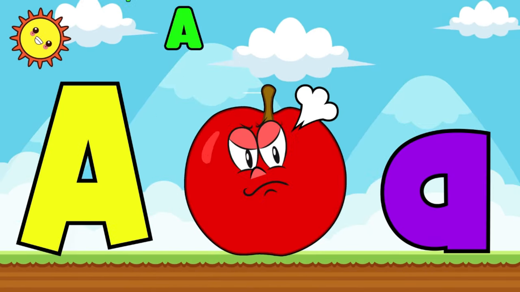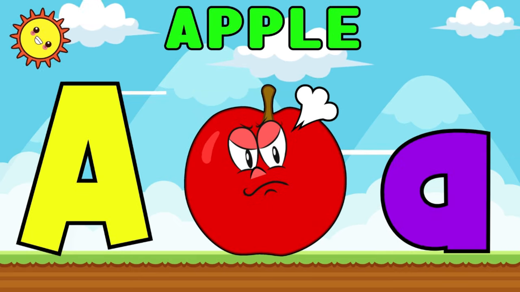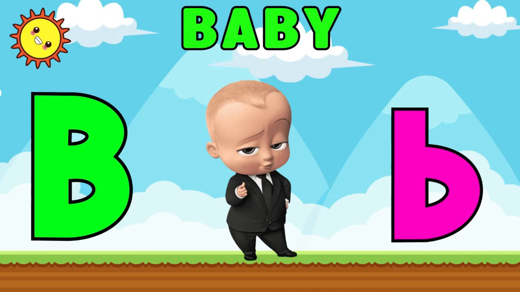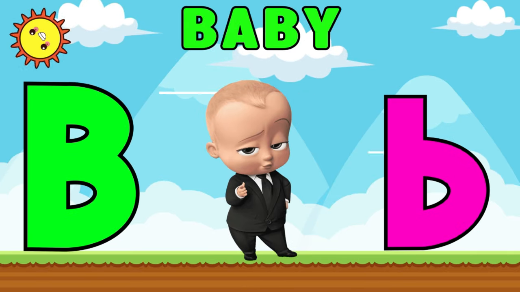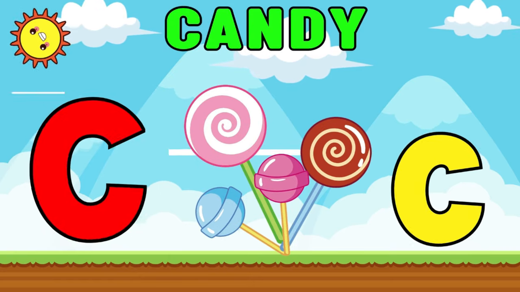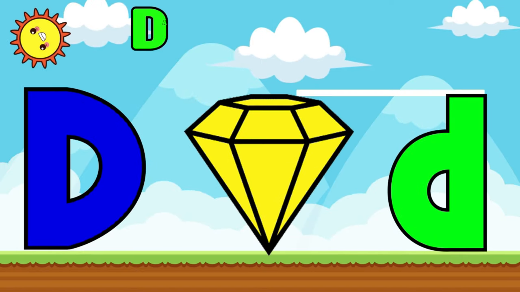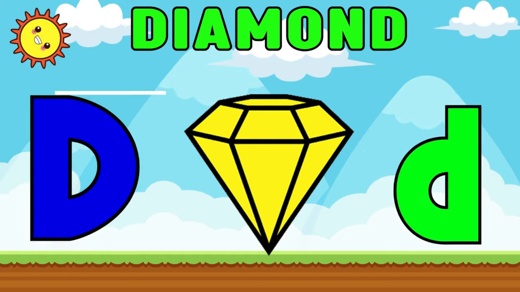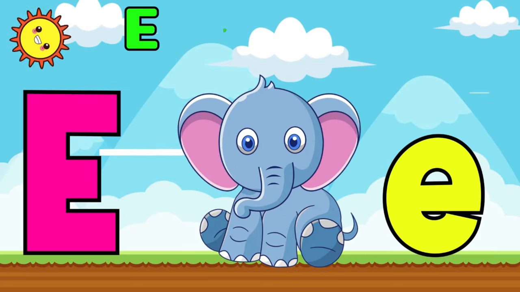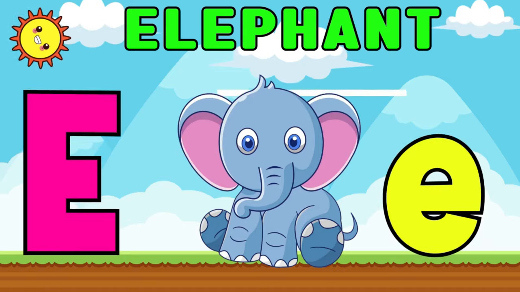A is for apple. A, a, apple. B is for baby. B, b, baby. C is for candy. C, c, candy. D is for diamond. D, d, diamond. E is for elephant. E, e, elephant.